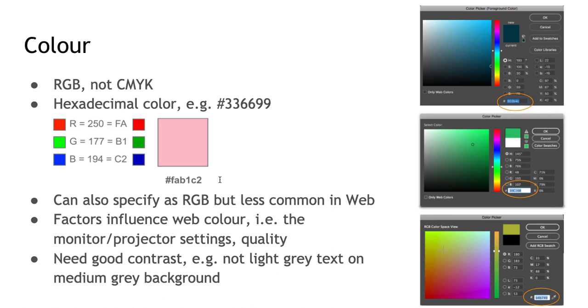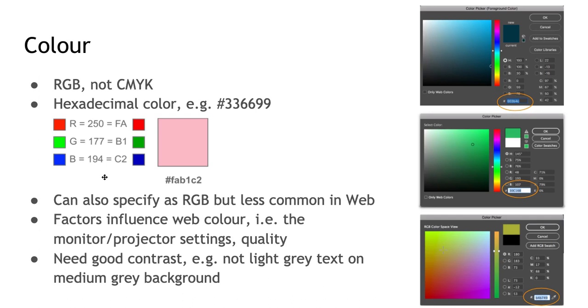You can also specify it as RGB, so 250, 177, 194 for this pink, but that's just less common on the web. Since you're working with people's screens and their computers, the color will be affected when they look at your imagery, by things like the quality of their computer, their monitor, or the settings they have for their screen.